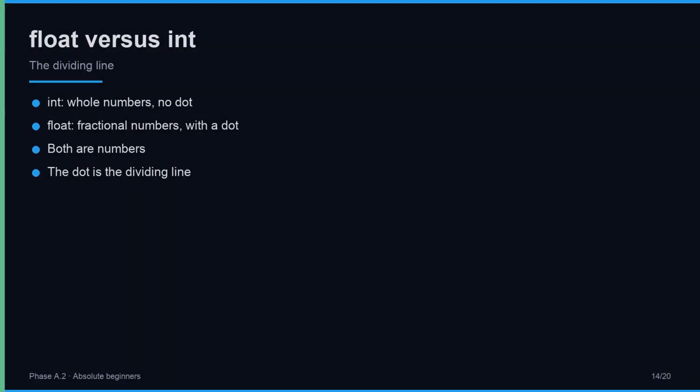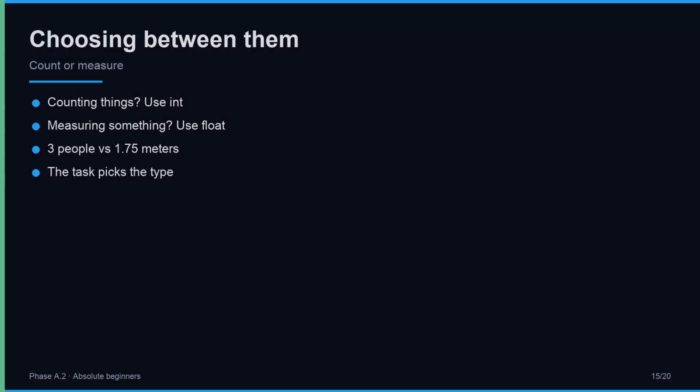Let us draw the line clearly between int and float. The int type holds whole numbers, written with no decimal point. The float type holds numbers with a fractional part, written with a decimal point. Both are numbers, and they cooperate well in arithmetic, which we will see next. But they are distinct types. The dot is the dividing line. No dot means int, dot means float. That single rule answers most beginner confusion.